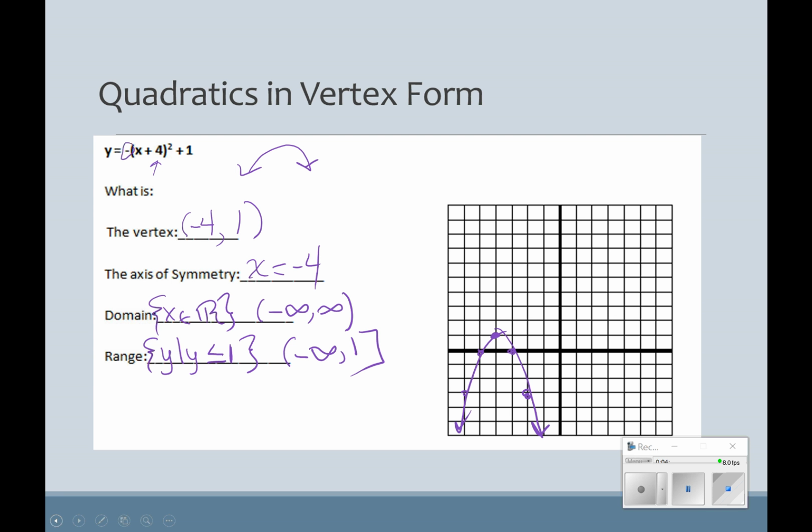Okay, so quadratics in vertex form. Quick little thing: if you have the graphing down by standard form, this is just one little different change.